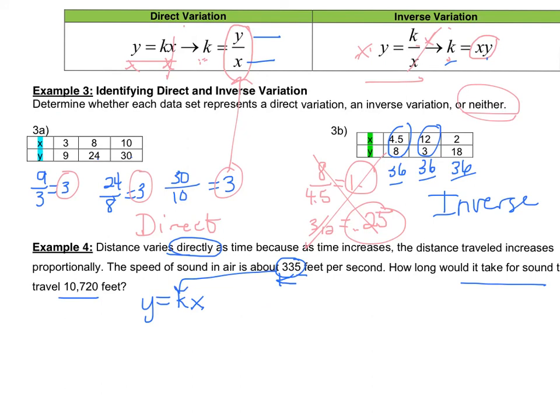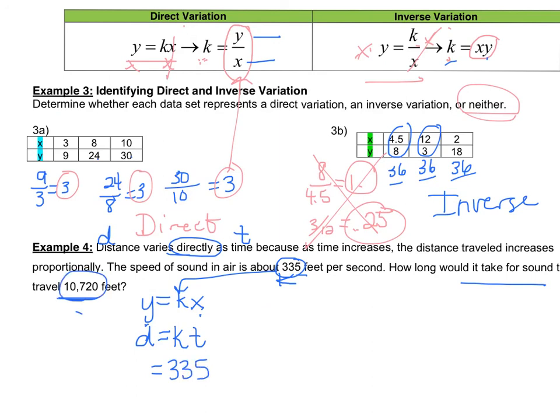Our other two variables are distance and time. Just to make this problem make a little more sense, I'm going to use d for distance and t for time. So instead of using the y and the x, let's say the distance, d, varies directly as time. So d equals kt. We already know what k is. That's the 335.